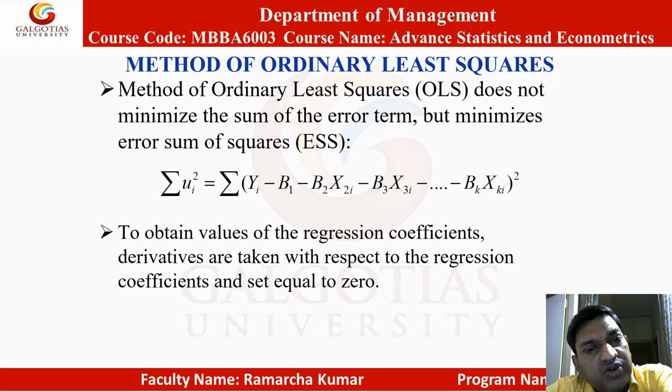So the sum of ui squared is equal to the sum of (yi minus b1 minus b2 times x2i minus b3 times x3i minus ... minus bk times xki) squared. So the whole thing within the parenthesis is the expression for ui, and you square it, and then you sum it. You select b such that this term is minimized.